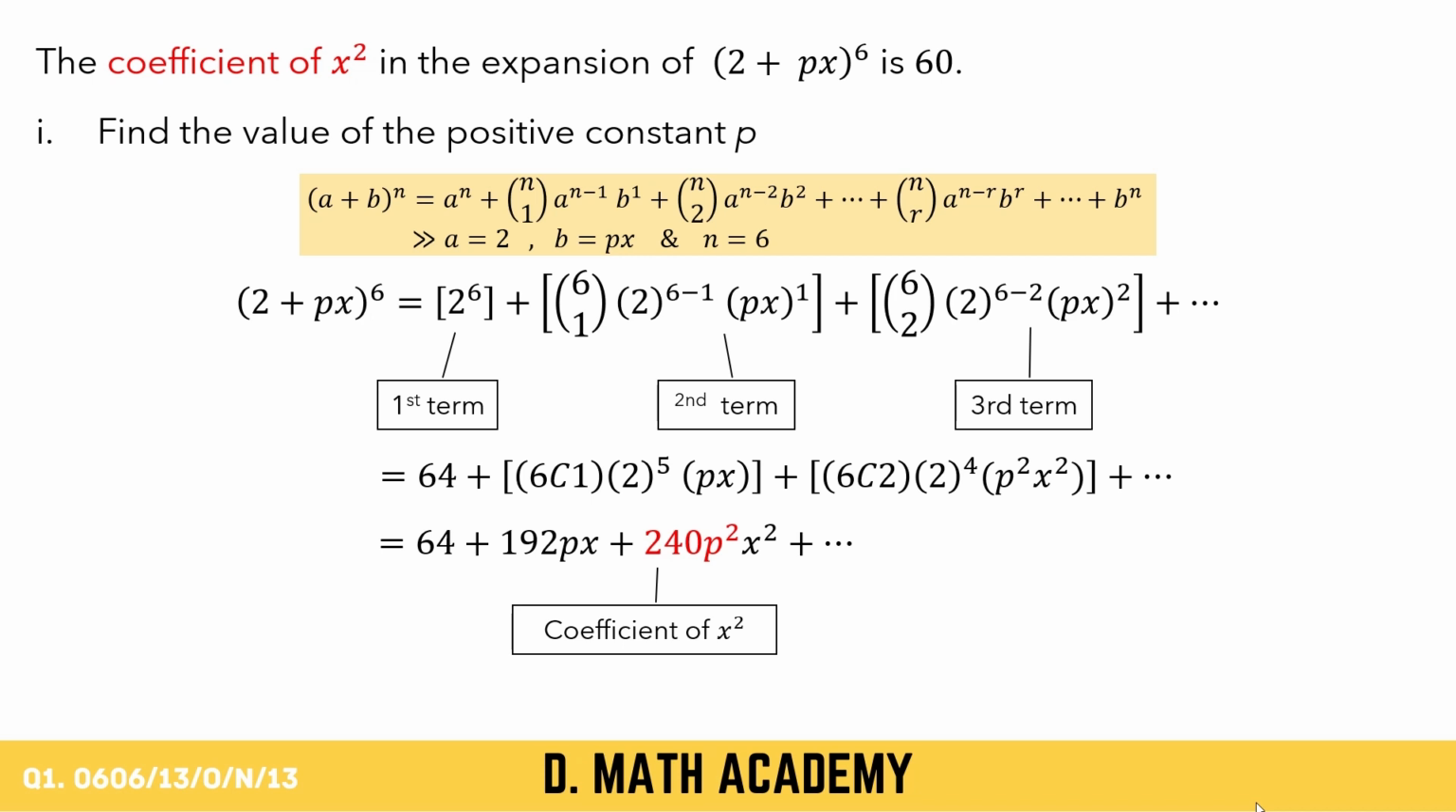Put it equal to 60 as given by the question. Move the 240 to the other side, square root it, and as the question mentioned, the value of p is a positive constant. So after getting the variable out from the square root, I only took the positive one. So my final result, I listed it as 1/2.